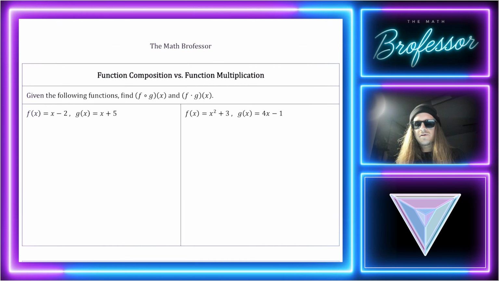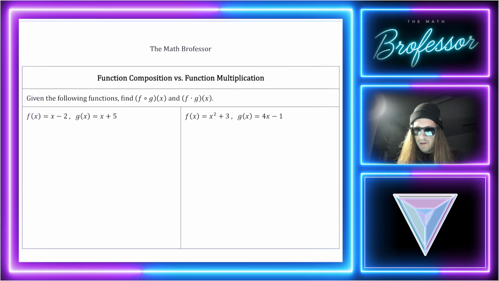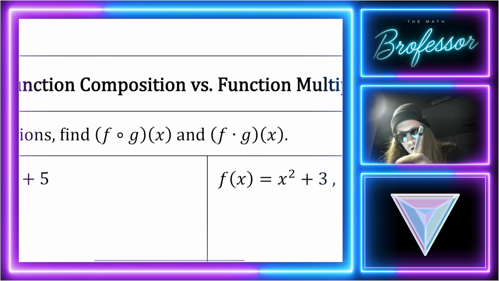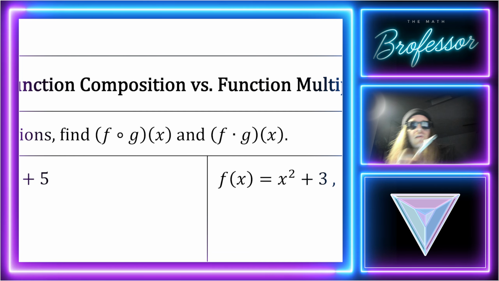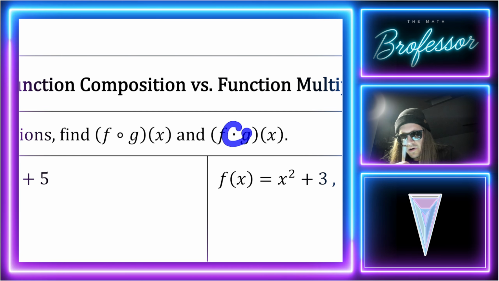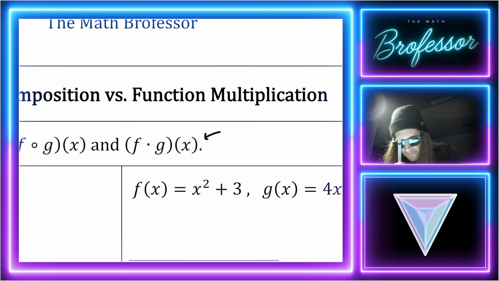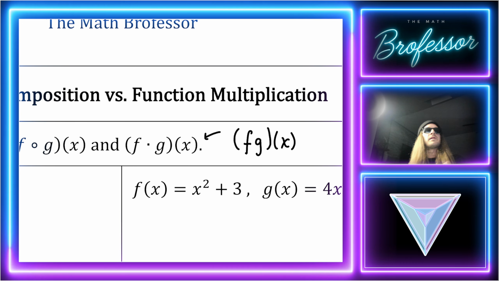Yes, I promised that I would be getting to this. Function composition versus function multiplication. This is an issue with the notation. This open circle means composition. That does not mean multiplication. If the problem wants you to multiply, it'll put a dot, or it might even just write fg of x like that. I didn't think about that while I was typing this.